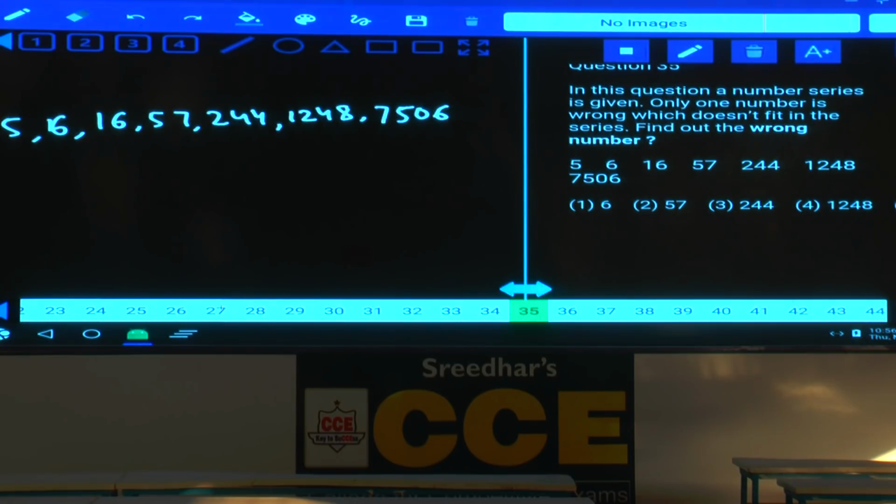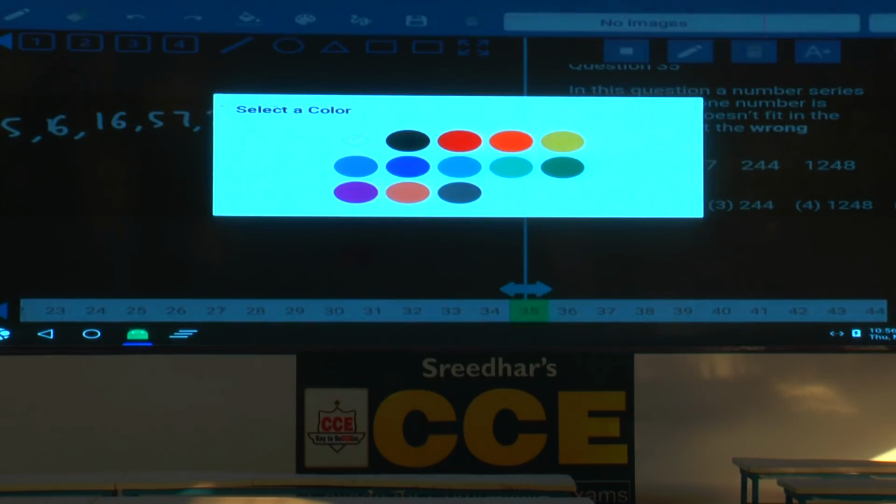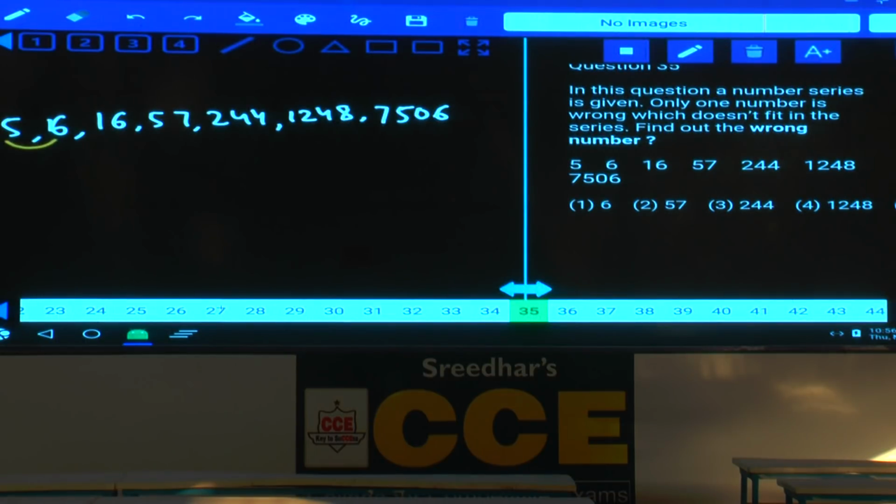Tell me what is the relation between these numbers. Starting with 5 and ending with 7000, numbers are increasing at a very fast rate and it must be under difference or combination. Hence, 5 into 1 plus 1. Next one 6 into 2 plus 4, and 16 into 3 is 48. 48 plus how much? 9. Into 1 plus 1 square, into 2 plus 2 square, into 3 plus 3 square. Next one must be into 4 plus 4 square. 57 into 4 is 228 plus 16, 244.